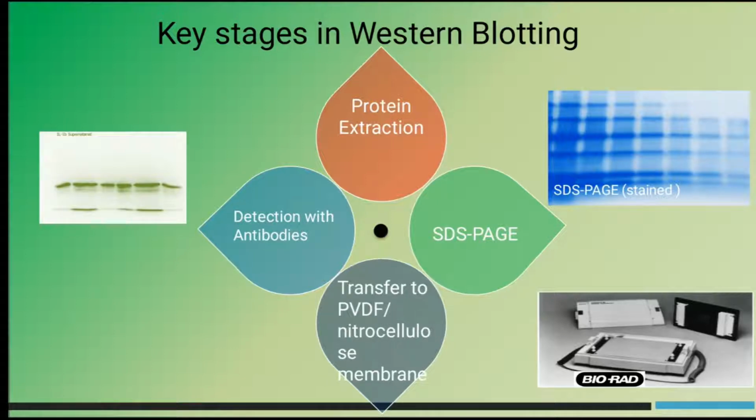So once it is transferred, the protein is detected with the help of primary antibody specific to our protein of interest, followed by secondary antibody conjugated with fluorescent dyes or enzymes or radiolabeled things.